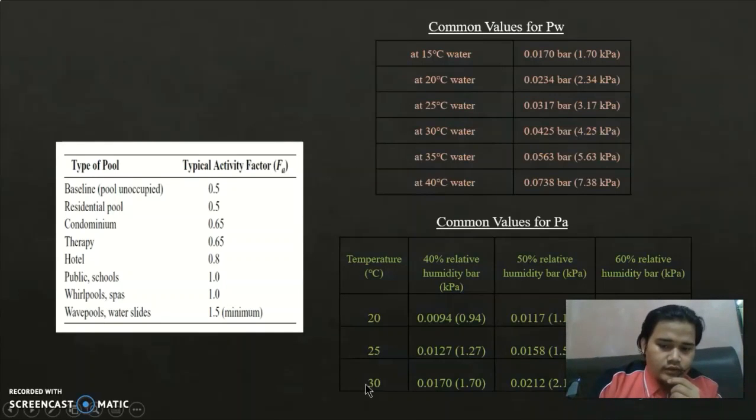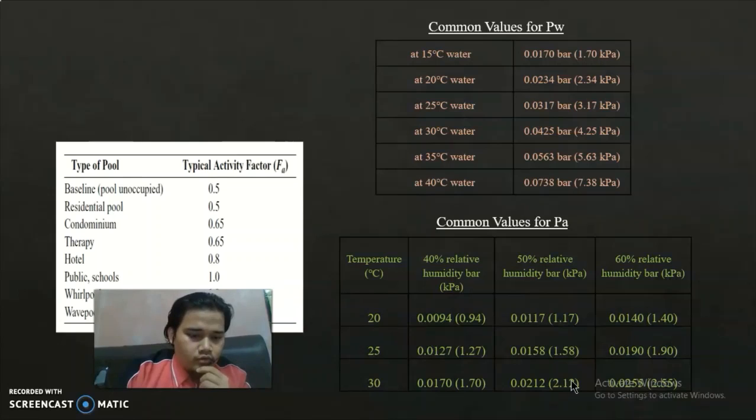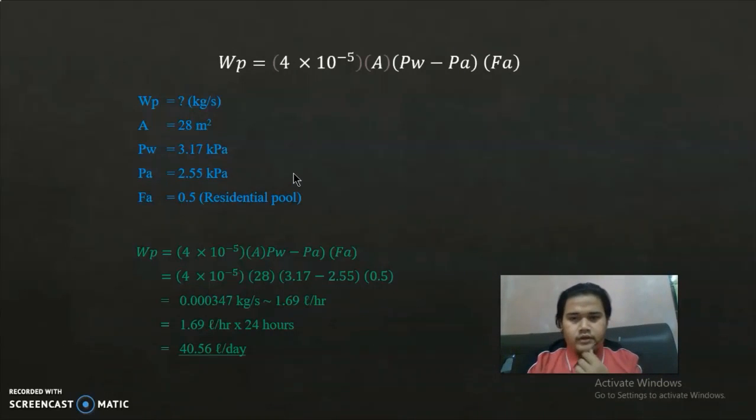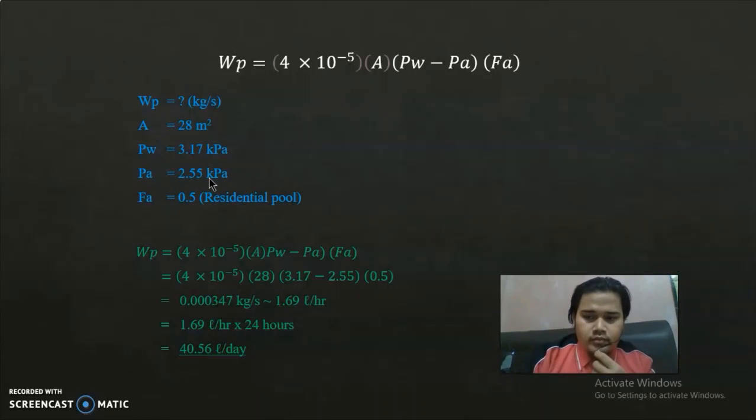Temperature dalam bilik itu kita ambil 30. Jadi untuk nilai kPa dia ialah 2.55, iaitu pada RH 60%, dan kita dapat 2.55 kPa. Jadi setelah dapat nilai-nilai tersebut, kita masukkan dalam formula. Okey. WP kita nak cari area 28, PW 3.17 kPa, PA kita 2.55 kPa, FA kita 0.5, yakni residential pool.